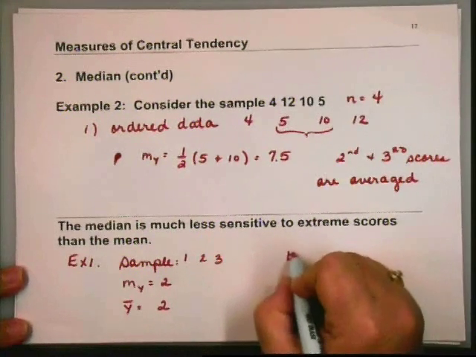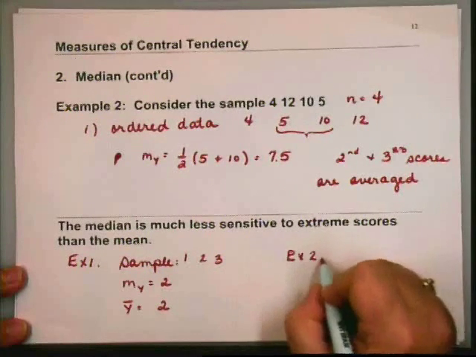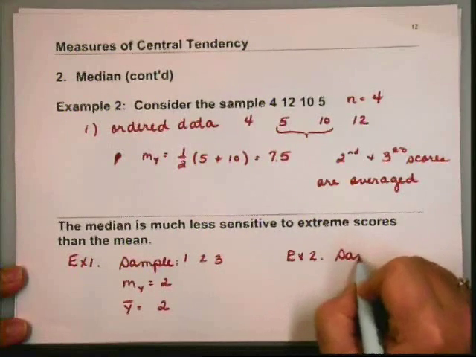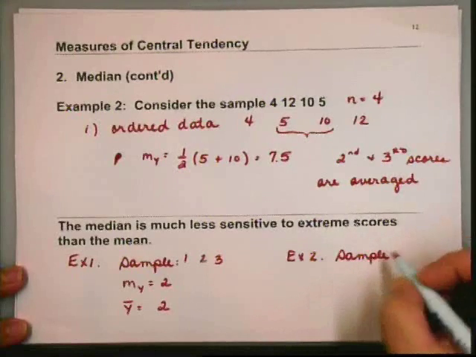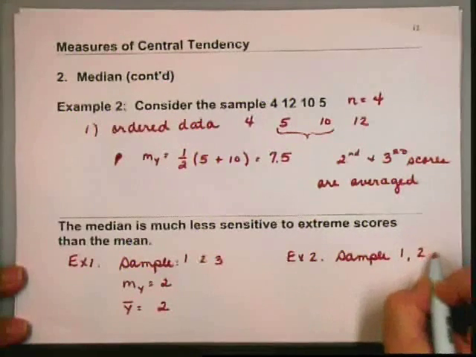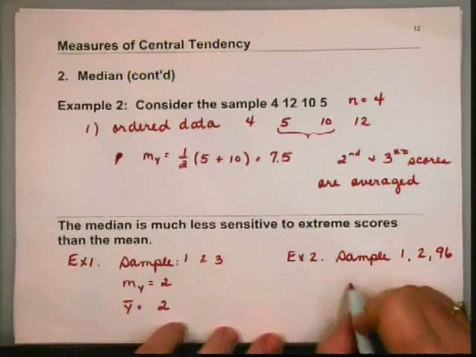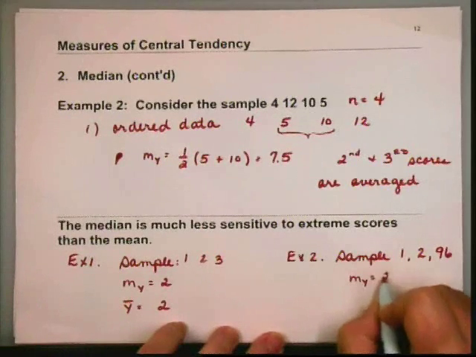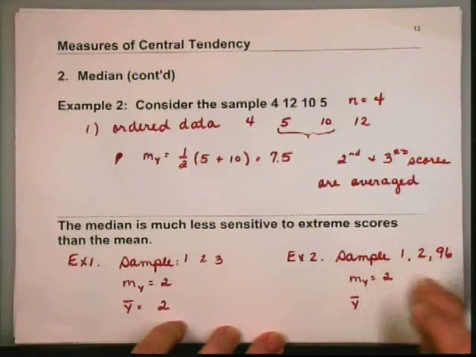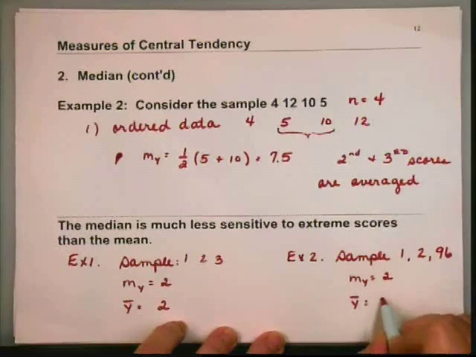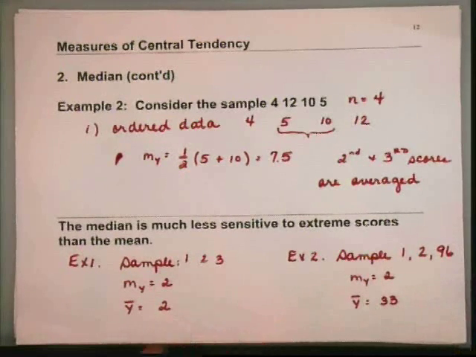In a second example, suppose my sample is 1, 2, and 96. Now when I look at the median, it's still 2, but for the mean, add up 1 plus 2 plus 96 is 99, divided by 3. So the mean is 33. So one extreme score can really affect the mean.